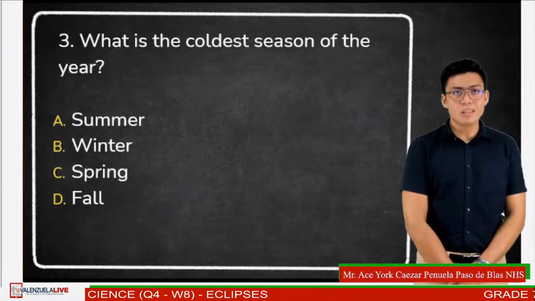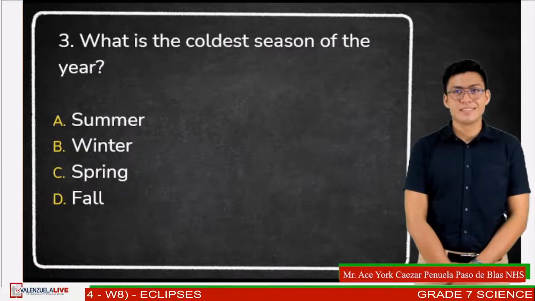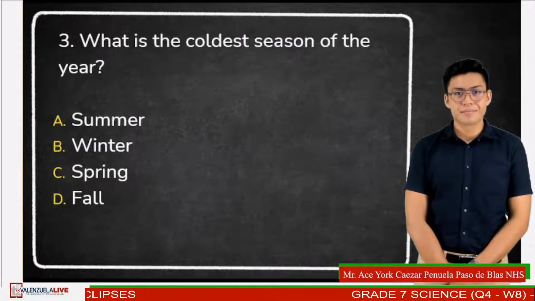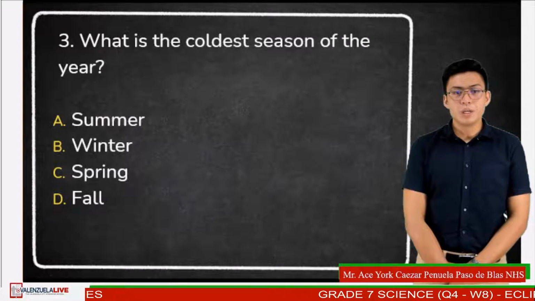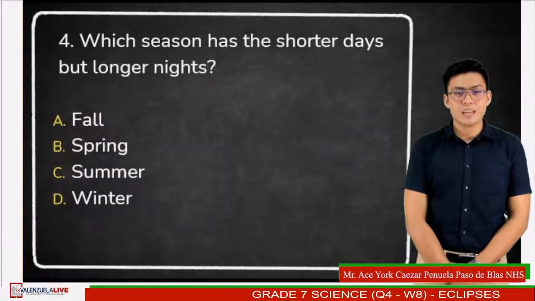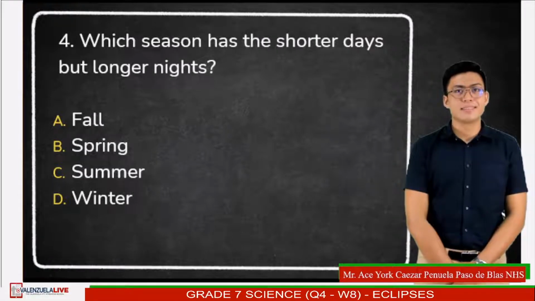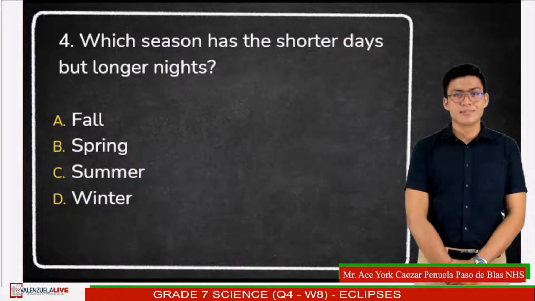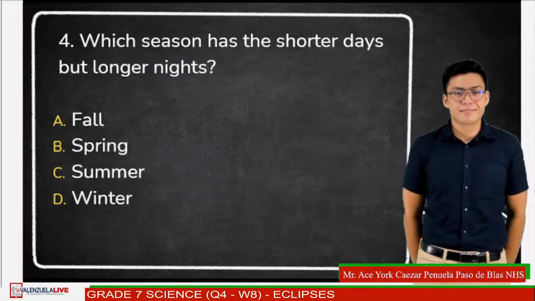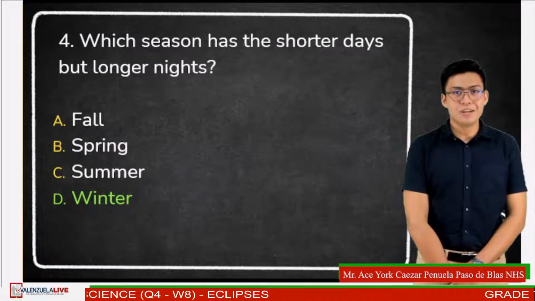Number 3, what is the coldest season of the year? Okay, so the correct answer is letter B, winter. Number 4, which season has the shorter days but longer nights? Okay, so the correct answer is letter D, winter.